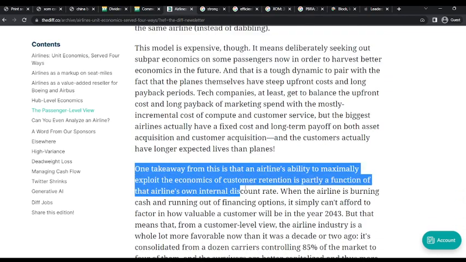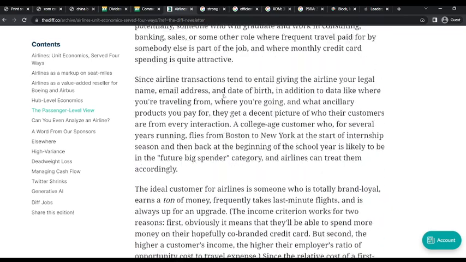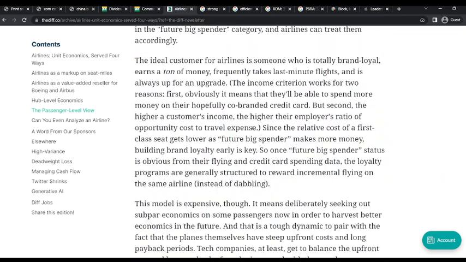I really like this phrasing: an airline's ability to exploit the economics of customer retention is partly a function of the airline's own internal discount rate. That is, how do you weigh future cash flows against today's cash flows, or future cash flows to the present day? And so the next idea is the lifetime value of your customer, say your Boston college kid.